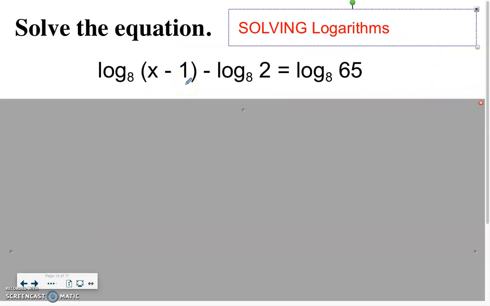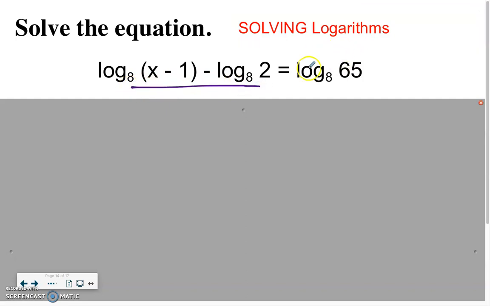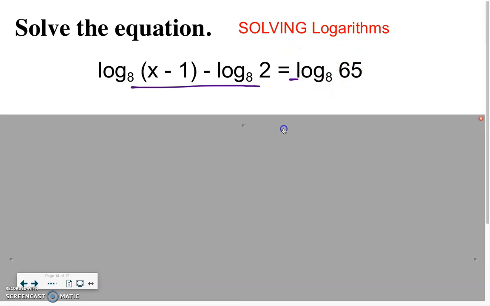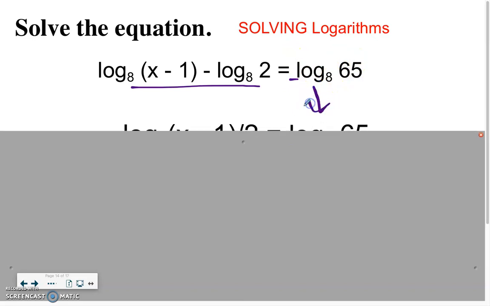We need to condense this side down. We have nothing to worry about here, there's no coefficient out front. So we just carry this log base 8 of x minus 1 down. The negative means that we are going to divide these two expressions. So x minus 1 divided by 2.